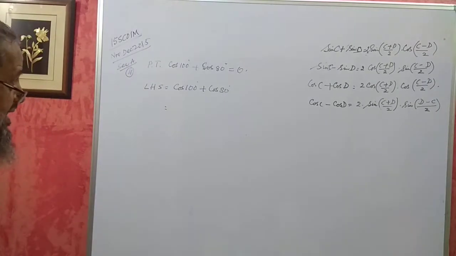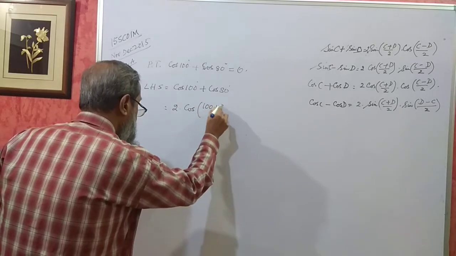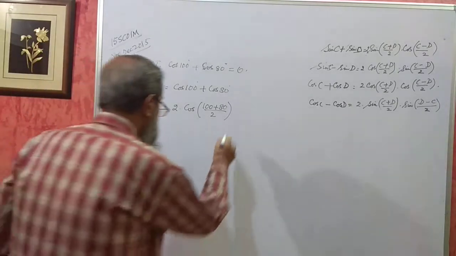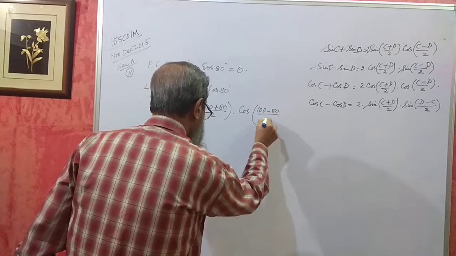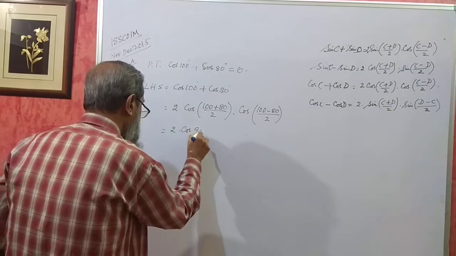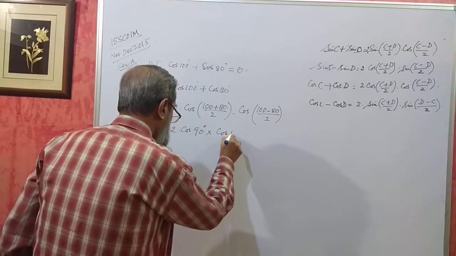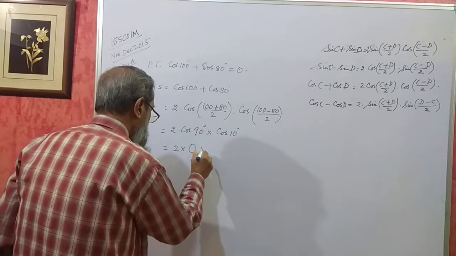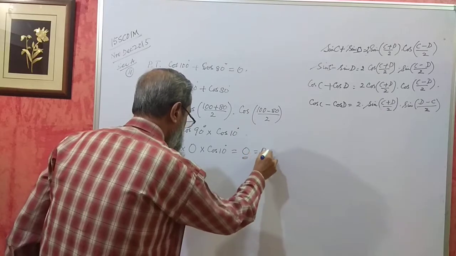So cos C plus cos D is 2 into cos of (100 plus 80) divided by 2, into cos of (100 minus 80) divided by 2. So this will be 2 into cos of 180 by 2, that is cos 90 degree, into cos of 20 by 2, so cos 10 degree. So 2 into cos 90 is 0, 0 into cos 10. Whatever may be the value, this product becomes 0. That is the right hand side.